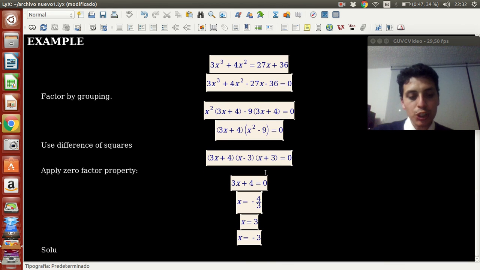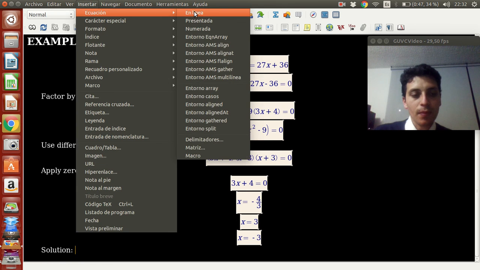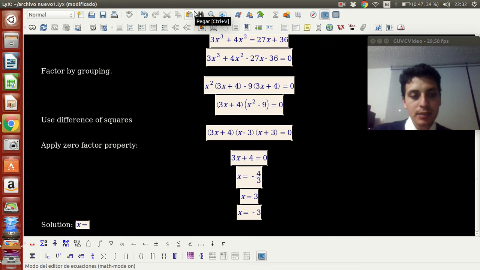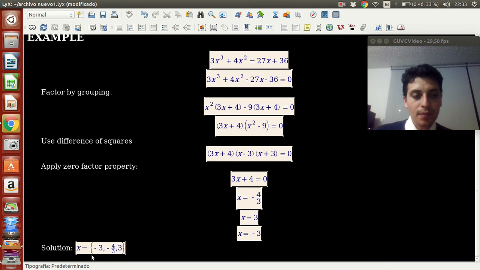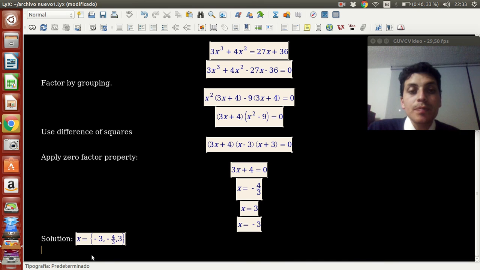So the solution is x equals the set negative 3, negative 4/3, and 3. This is the solution, and this is the final answer.